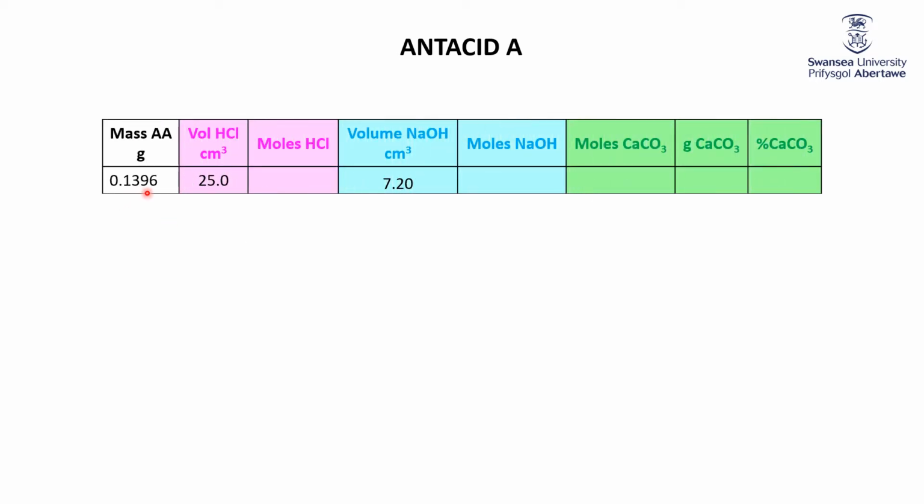Started with 0.1396 grams of the antacid tablet. I put in 25.0 cubic centimeters of my HCl, and then I titrated with 7.2 cubic centimeters of sodium hydroxide. Said to record the concentrations, the exact concentrations. Remember, the HCl was supposed to be about 0.1.